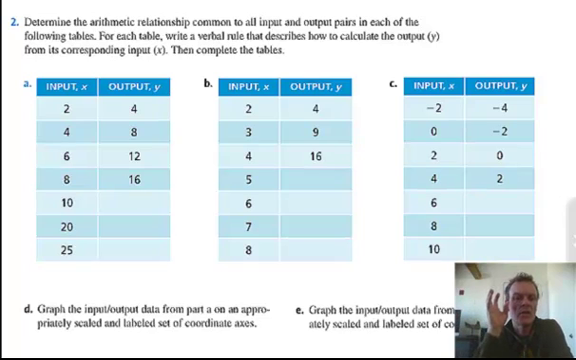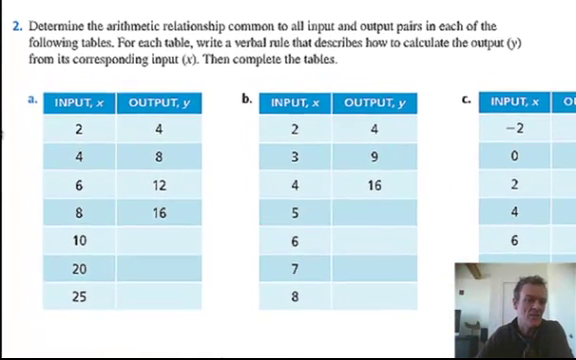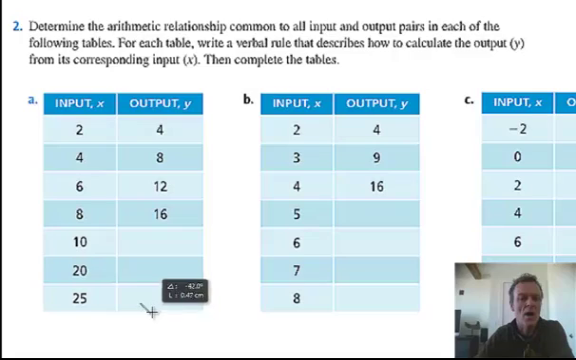Now I want you to take a look at these tables, okay? Input and output. What we're asking for here is to determine the relationship between the two. In other words, what's happening to x? Here's the important thing: what's happening to x? In other words, I'm going to get another y.